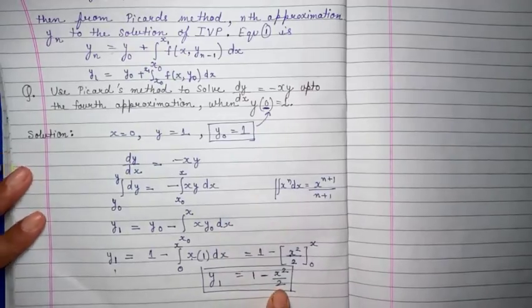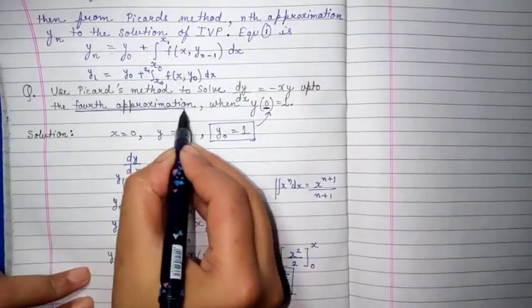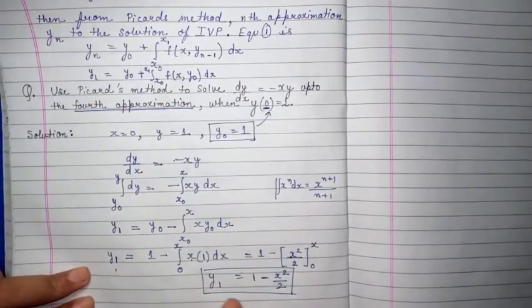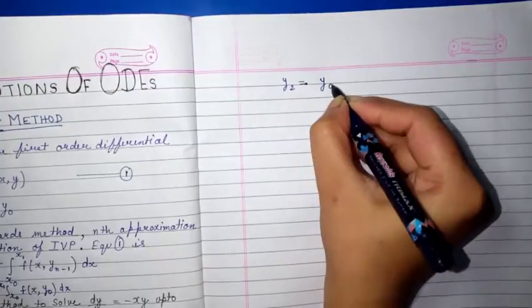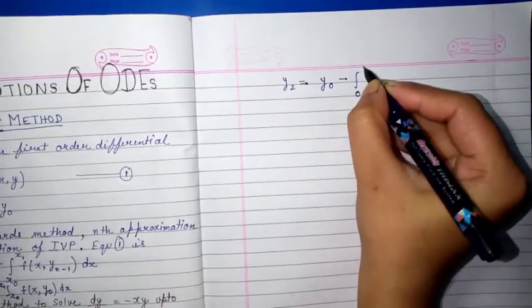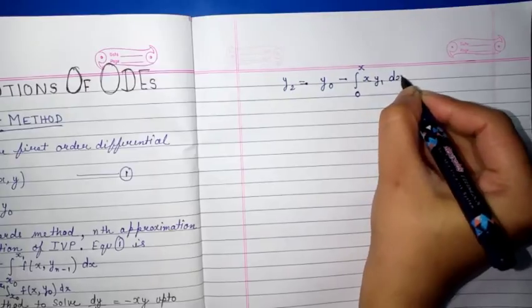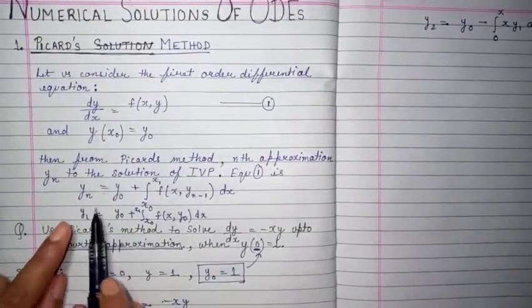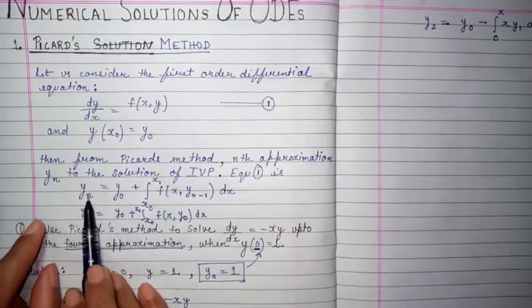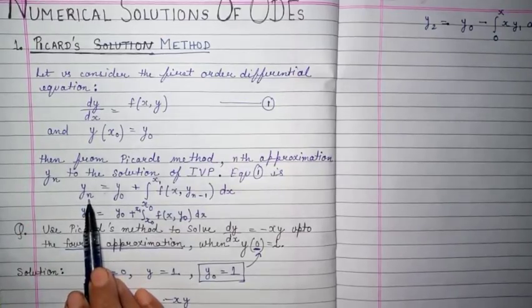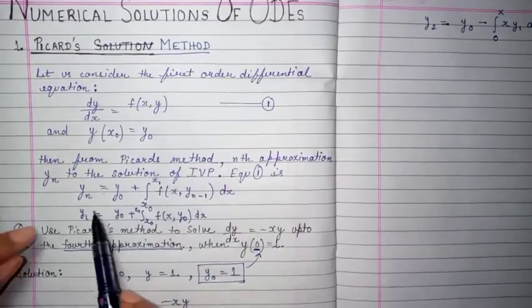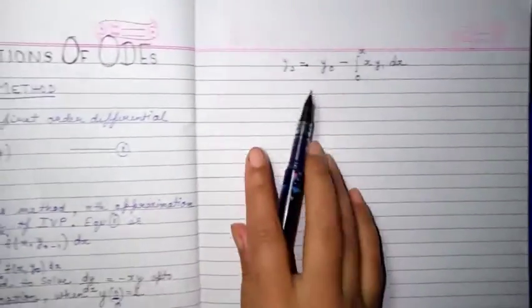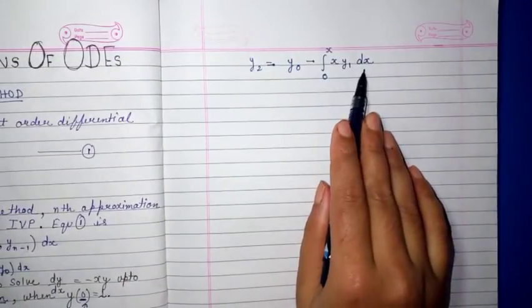Now we know the value of y1, and we have to find up to the fourth approximation. So after getting the value of y1, we will proceed to y2. According to the formula, y2 is equal to y naught minus the integration from 0 to x of x y1 dx. This is the formula we have discussed here: if we have to find y2, then in place of n we put 2, and n minus 1 becomes 1, so we write x y1 dx.